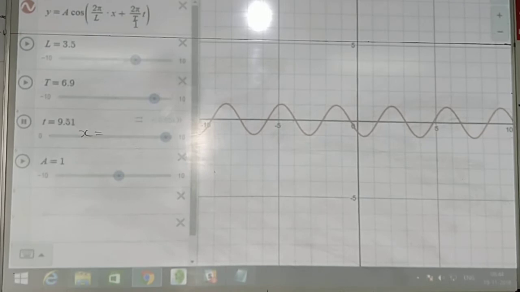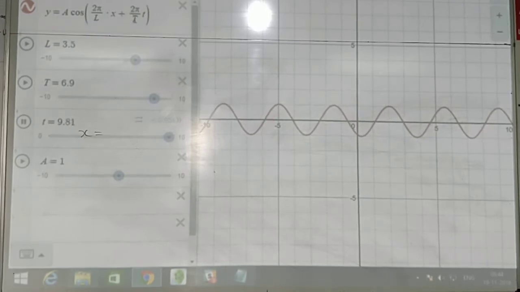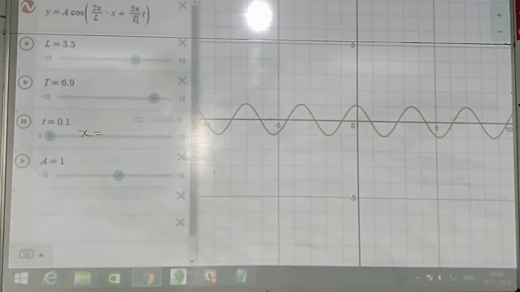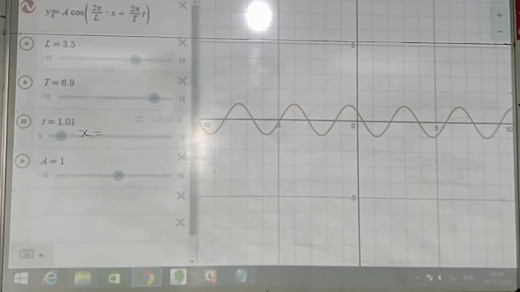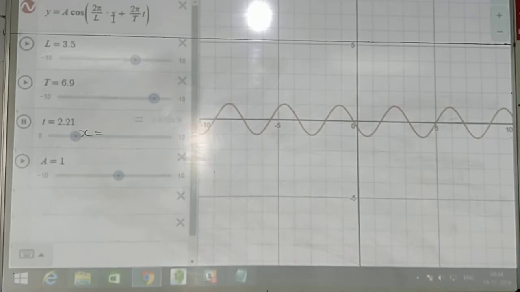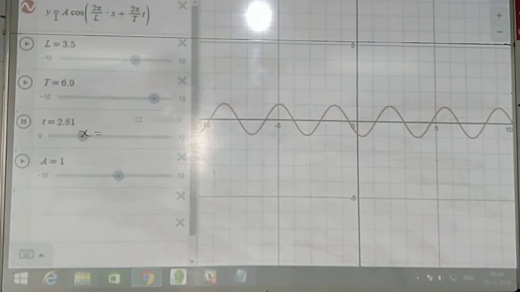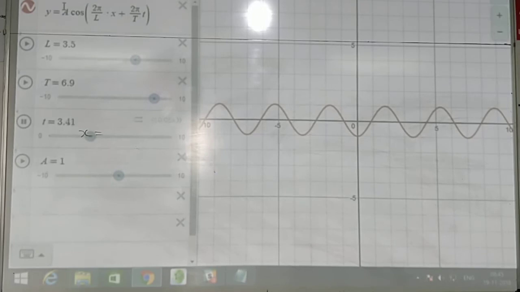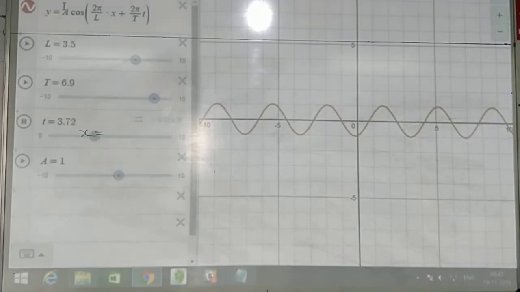Capital T affects how fast y will change with time, whereas capital L affects how fast y will change with x. This is the actual summary. You get it? Yes. This is an equation of y as a function of x and time. So the x axis is also extending to infinity. Time is also extending to infinity.